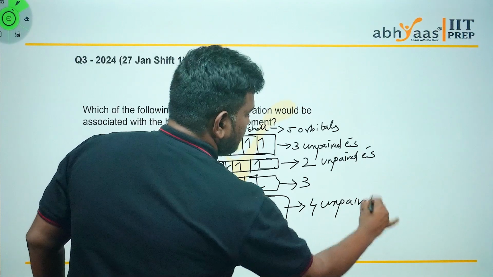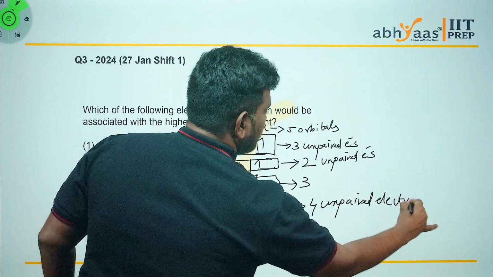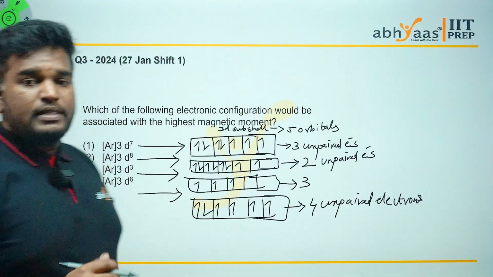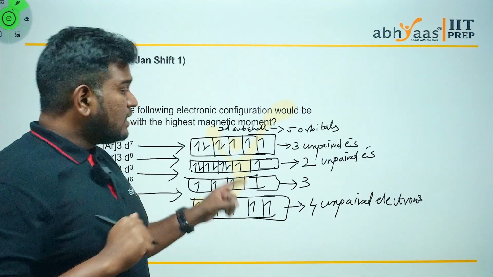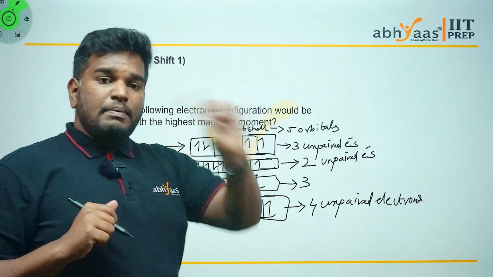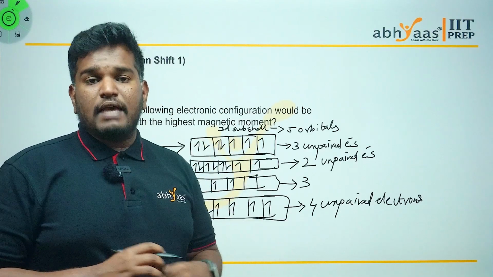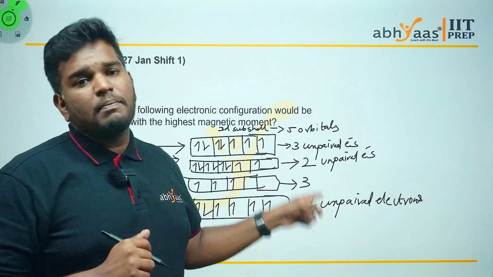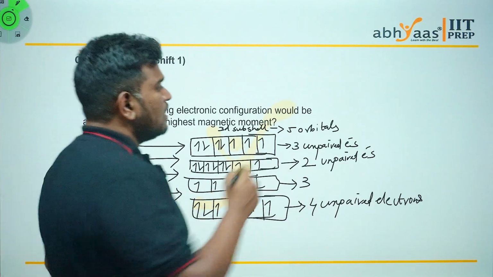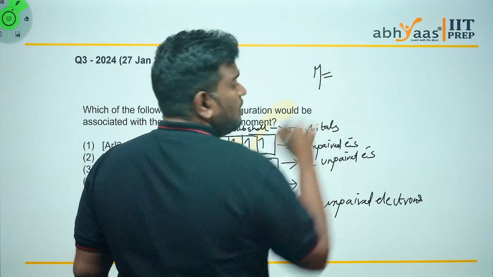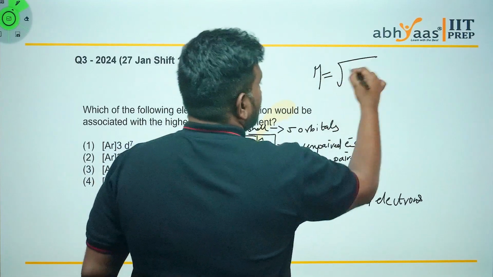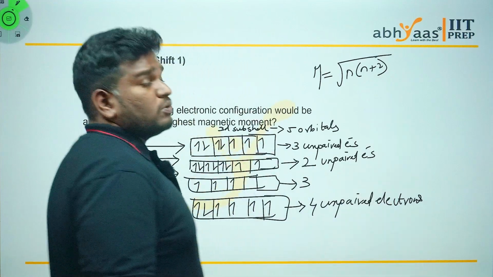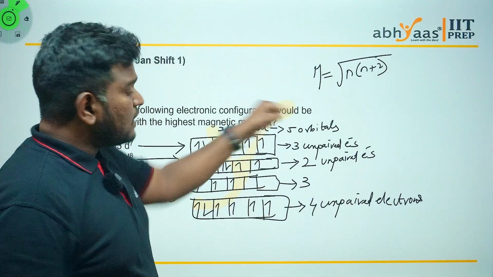So here, students, you can easily conclude which will have the maximum magnetic moment. It is a shortcut for you. Whichever configuration has the maximum number of unpaired electrons will have the maximum magnetic moment. We will just see how. There is a formula for magnetic moment. What is that? Mu is equal to root of n into n plus 2, where n is the number of unpaired electrons.